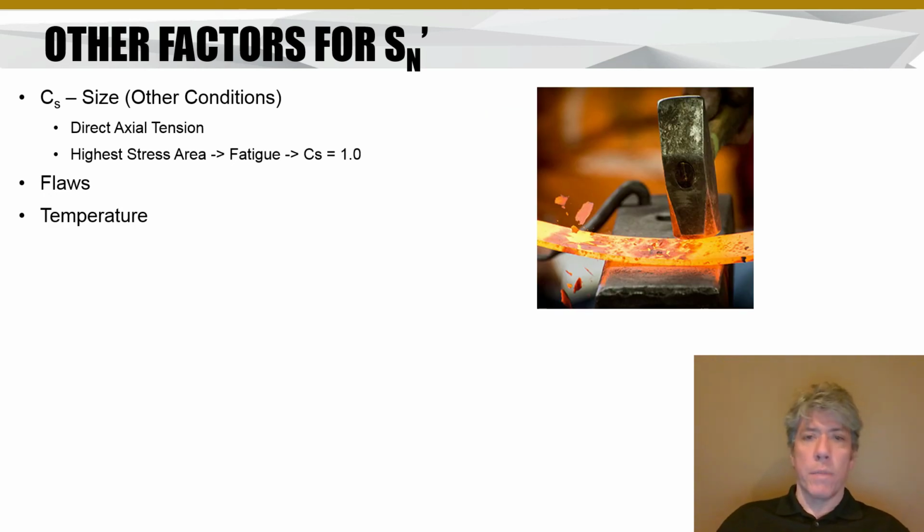Temperature can cause metals to be weaker as well. A temperature of about 500 degrees Fahrenheit and up will certainly weaken metal. So anytime a part is operated at a high temperature, you need to take that into account because it will reduce the endurance strength of the material.